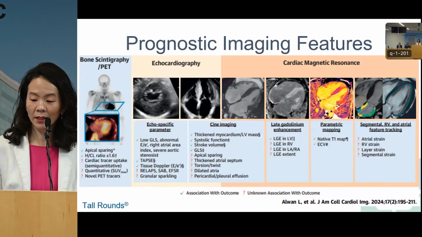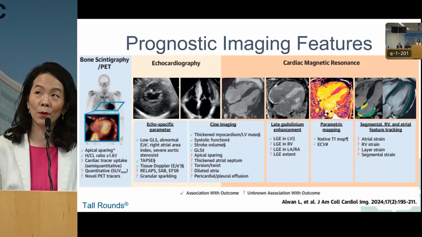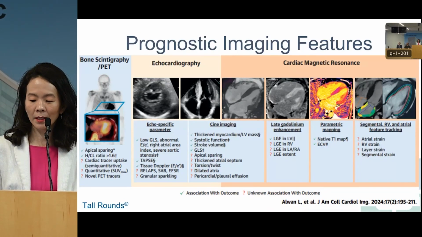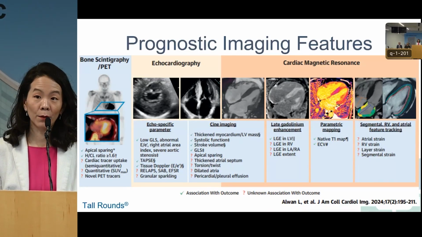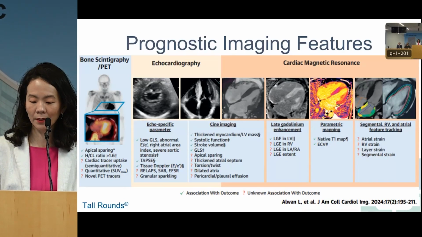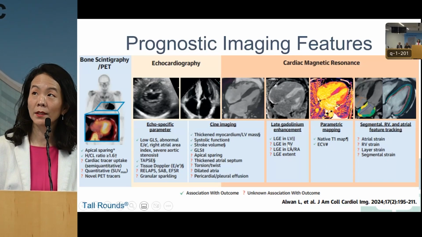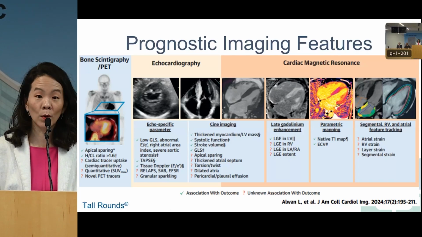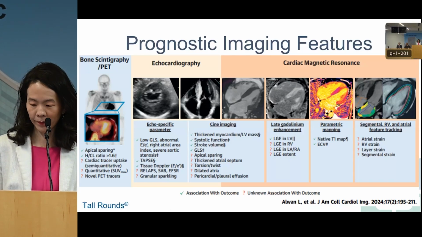So in terms of prognostic imaging features, amyloid is just such a fascinating disease entity in terms of imaging because there are so many different imaging features from nuclear, echo to CMR that manifest and help us diagnose this disease. In terms of prognostic assessment, CMR really provides a lot of important features in terms of thickening of the myocardium, systolic function, stroke volume, strain, LGE, T1 mapping, and ECV. So really this gives you a very comprehensive assessment of what's going on with the myocardial substrate.